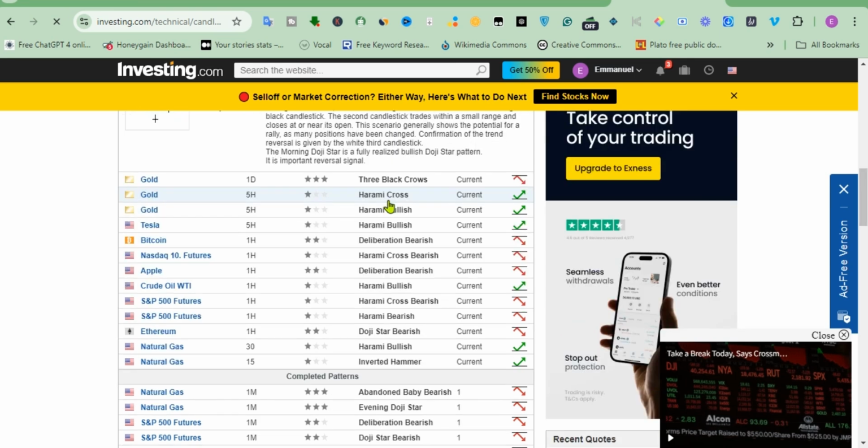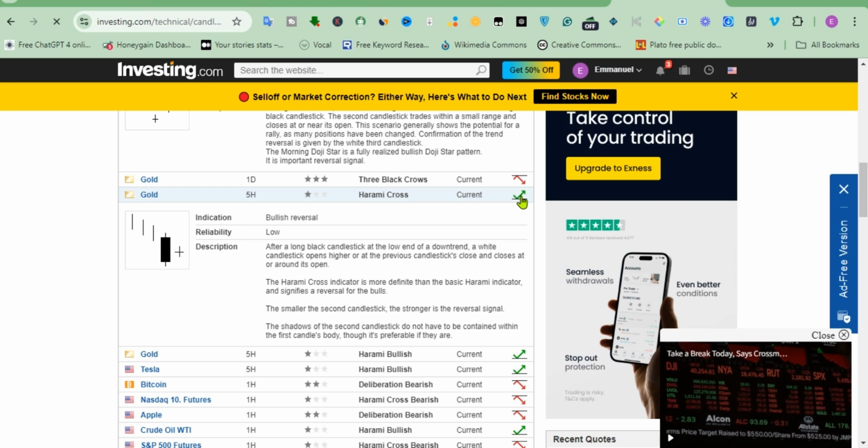When you're analyzing the market and you see something like that, that's like me giving you a sign. This is the harami cross. Let's see what it's saying. When you see something like this, a harami cross, after a long black candle at the low end of the downtrend, a white candlestick opens higher or at the previous candlestick's close and closes at or around it. So please go and check out all this.